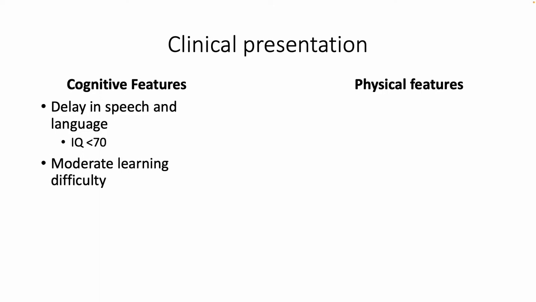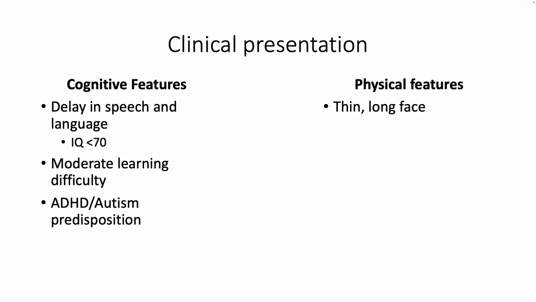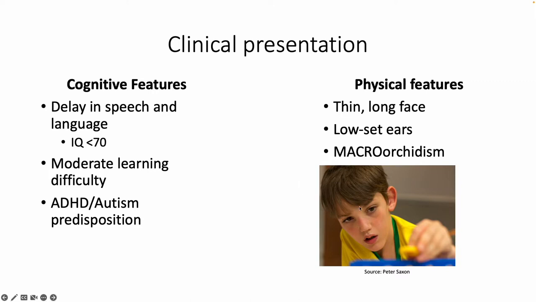The main cognitive features are a delay in speech and language with an IQ of less than 70, which leads to a moderate learning difficulty. However, there is also a predisposition to autism and ADHD. The key physical features are a long, thin face, low set ears, as well as macro-orchidism after puberty. And here is a photo of a child with Fragile X, and you can see this thin, long face.